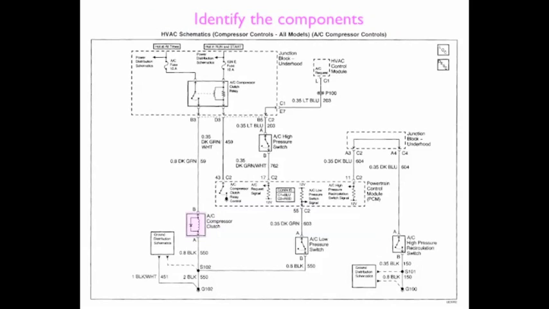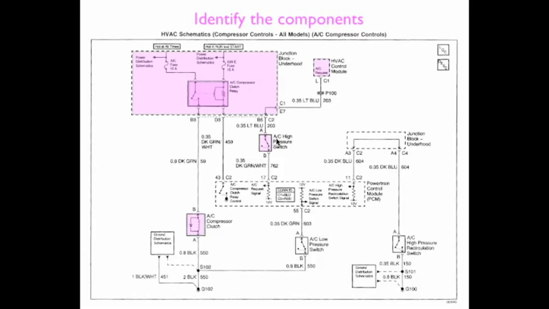We always want to identify our components. We have the AC compressor clutch. We have the AC compressor clutch relay. Now notice this is a solid box, and it is located inside a dotted box. That dotted box then is the junction blocks under the hood. We also have our HVAC control module.